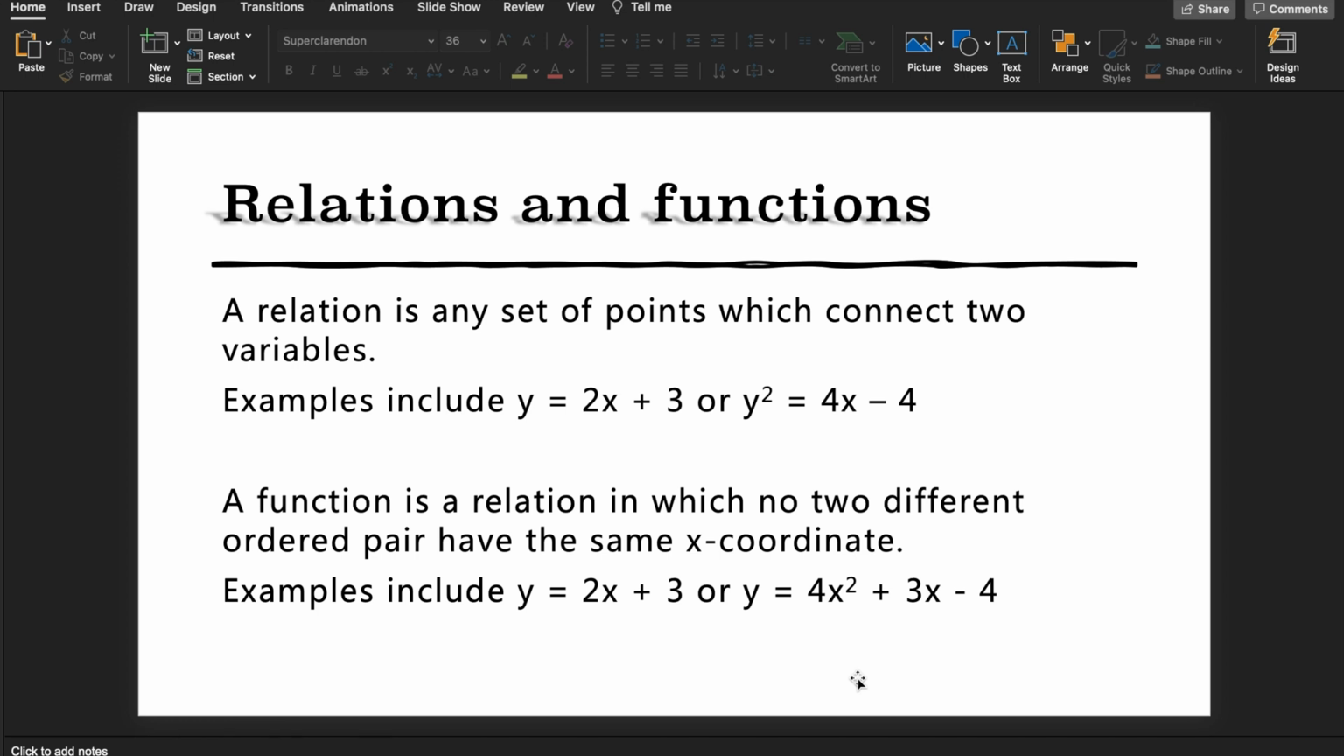A function is a little different to a relation. A function is a relation in which no two different ordered pairs have the same x coordinate. We'll learn more about it in the next few slides. Basically, every function is a relation, but not every relation is a function. Examples of functions include y = 2x + 3 or y = 4x² + 3x - 4.